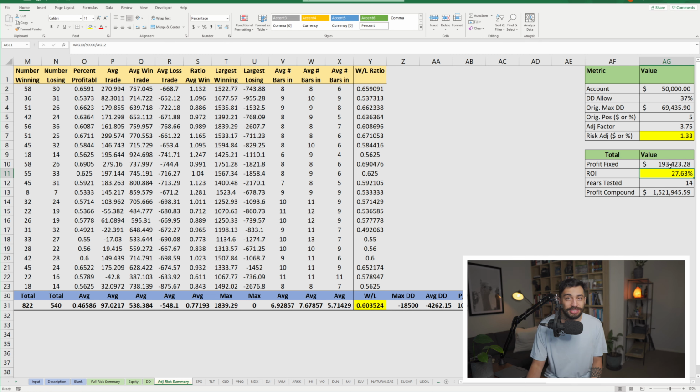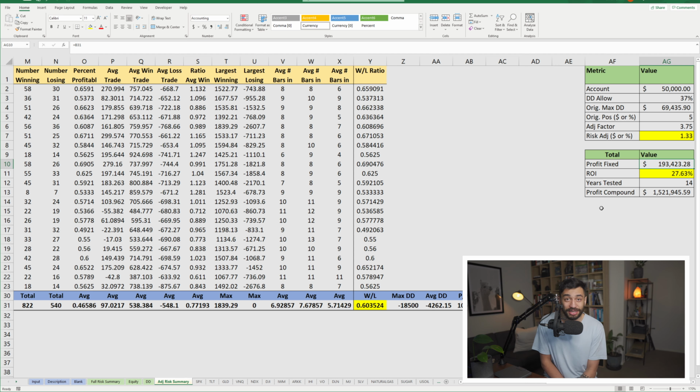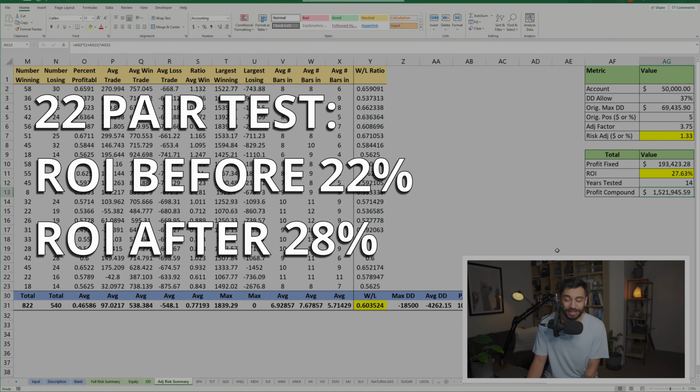Now, remember that this is not compounded, and the value over here is not compounded. With a non-compounded trading strategy, we can expect to 5x our account in just 14 years. However, with a compounded trading strategy, just for fun, I've put this here. After 14 years, this trading strategy would have returned $1.5 million with a $50,000 account.